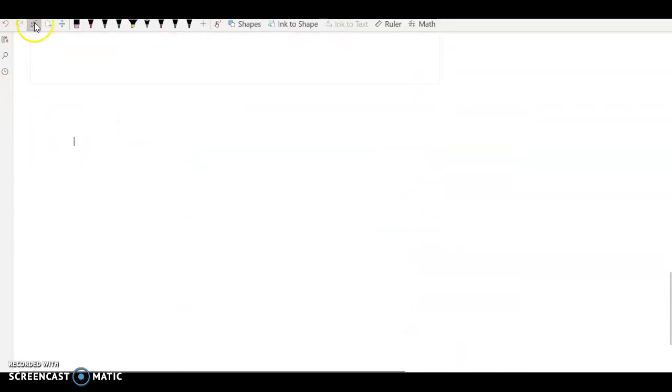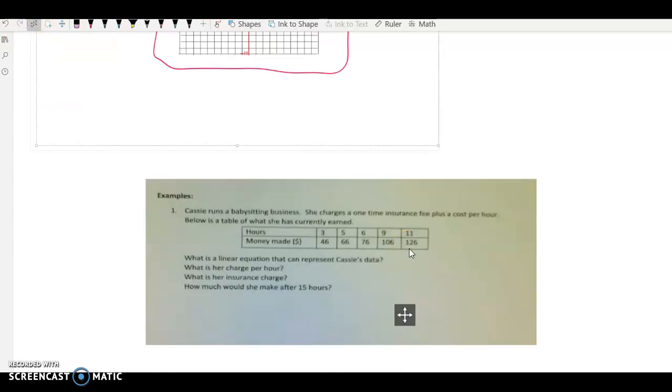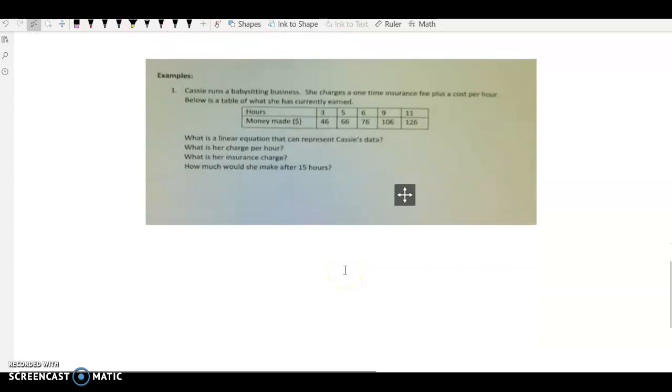Okay, so, sorry, I had to snip this in. So this word problem is a total flashback from chapter 2 with slope-intercept form, point slope form. So hear me out. It says Cassie runs a babysitting business. She charges a one-time insurance fee. So that's super important. I'm going to make this a picture so I can write on it. Okay, she charges a one-time insurance fee plus a cost per hour. So if I'm thinking slope-intercept form, I have y equals whatever her cost is per hour plus her additional fee.